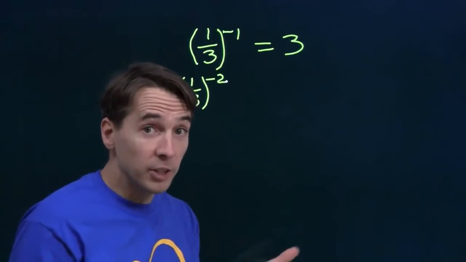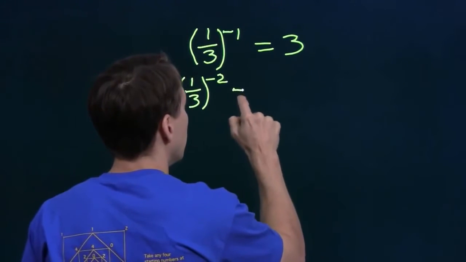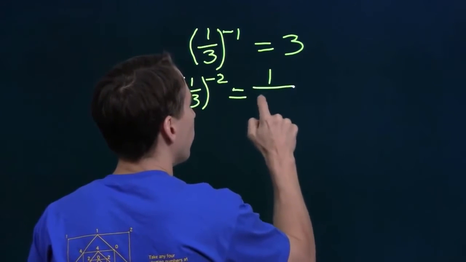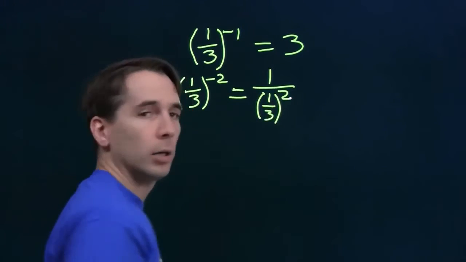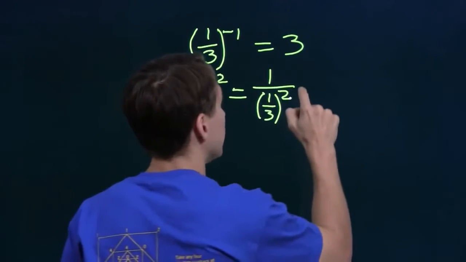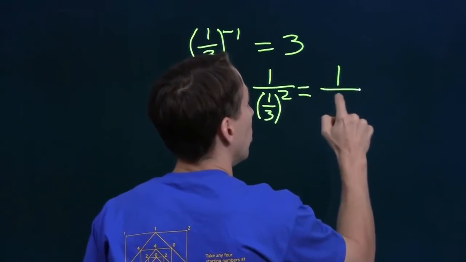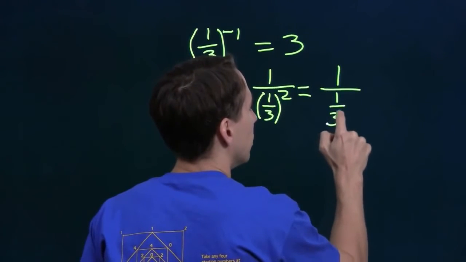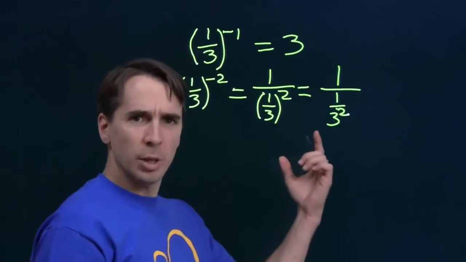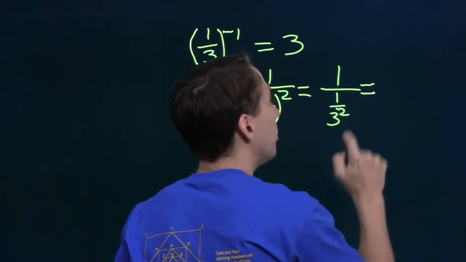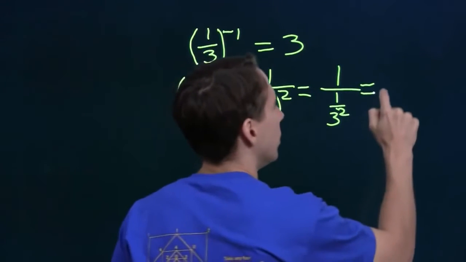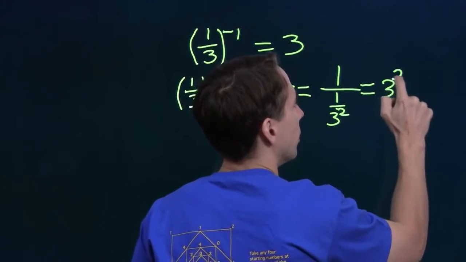Well, we'll just use our definition of negative powers, and this becomes 1 over 1 over 3 raised to the second power, well, that's just 1 over 3 squared. So now we're taking the reciprocal of 3 squared. Take the reciprocal of a number, you get the number back. This is just 3 squared.